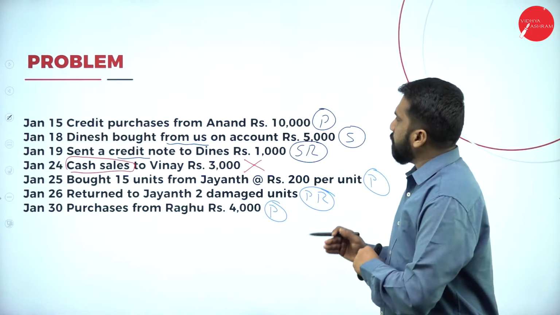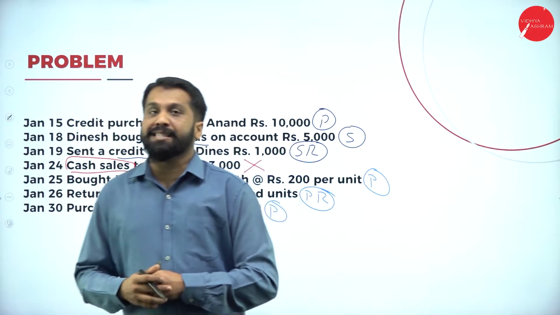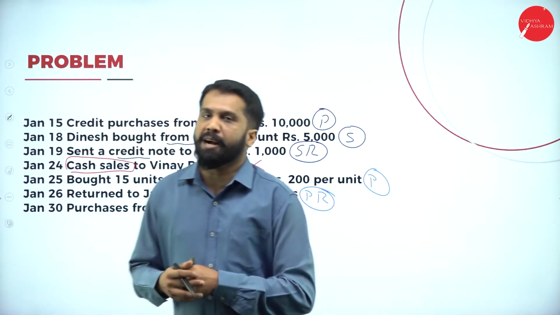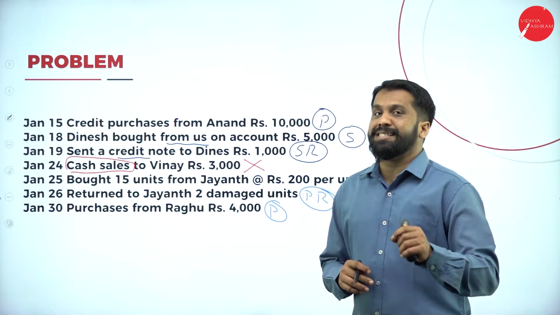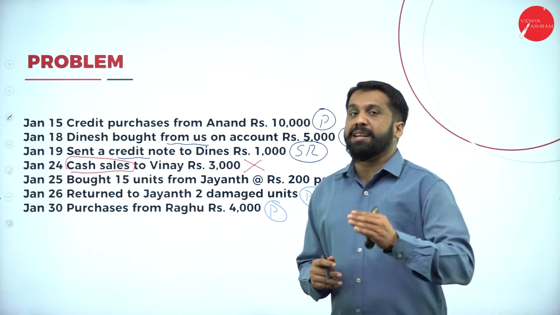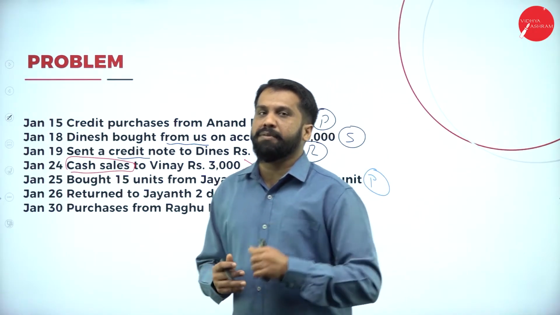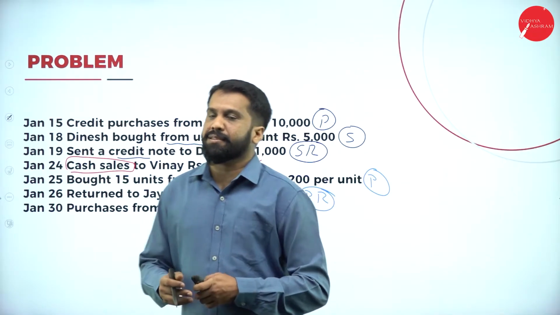Now we will prepare your purchase book, sales book, purchase return as well as sales return. Now, we don't have any discount or any calculation, easy to do. First, we will work out all the purchases. Later, we will come for sales. Later, we'll come for purchase return. And later, we'll go for sales return.